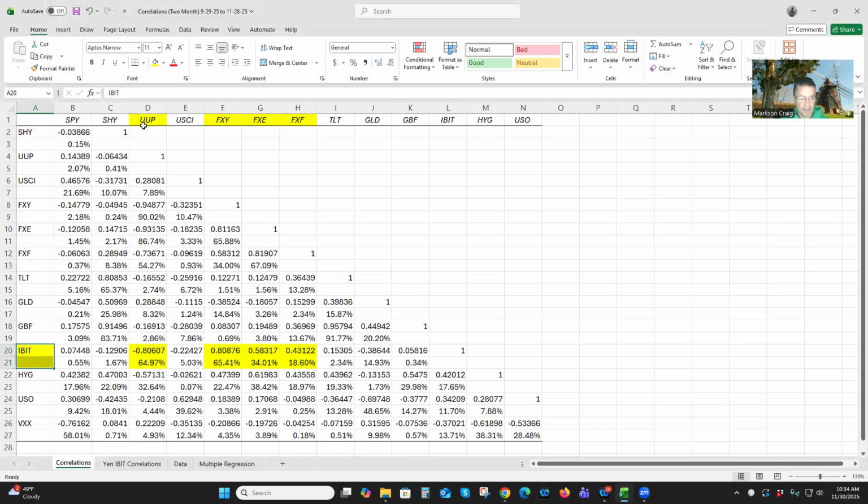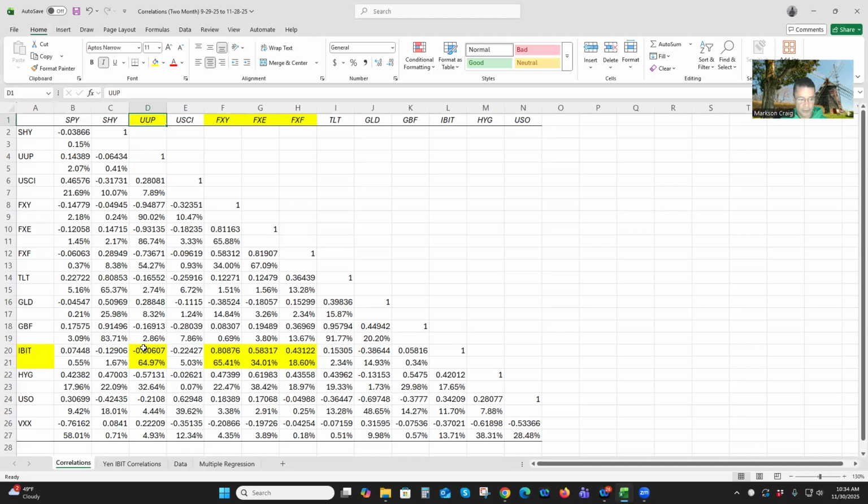And then along the top of the screen, you see exchange traded funds that measure the pricing of a few different major currencies. So UUP at the top of the screen tracks the US dollar, FXY tracks the Japanese yen, FXE tracks the euro, and FXF tracks the Swiss franc.